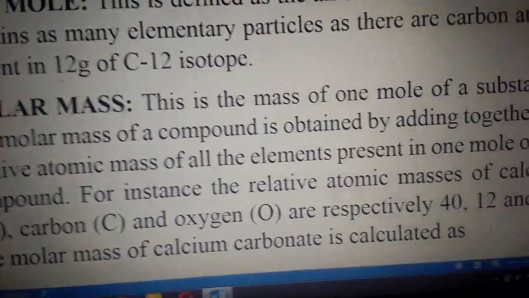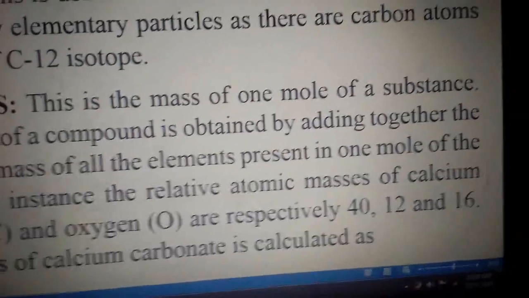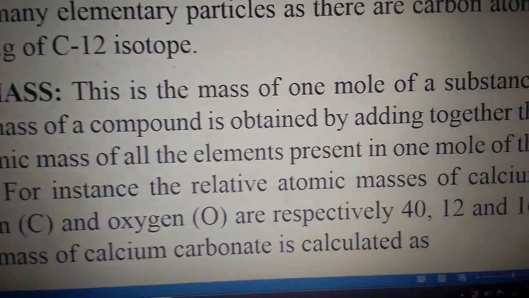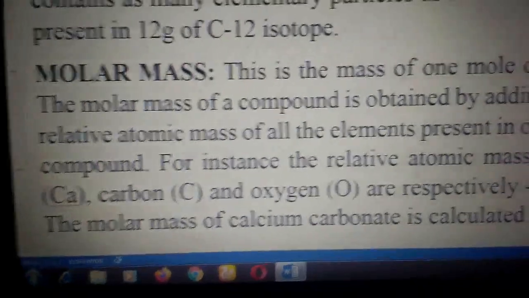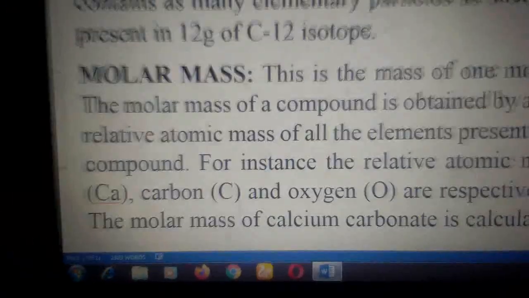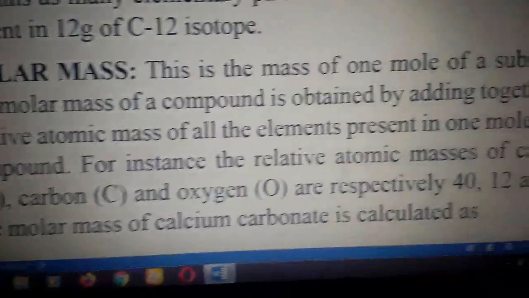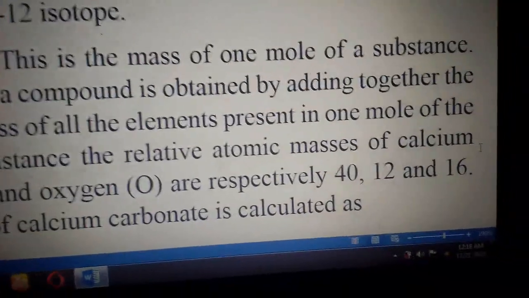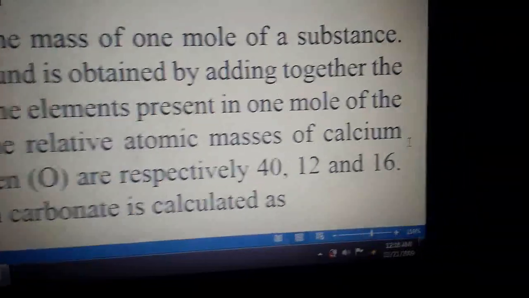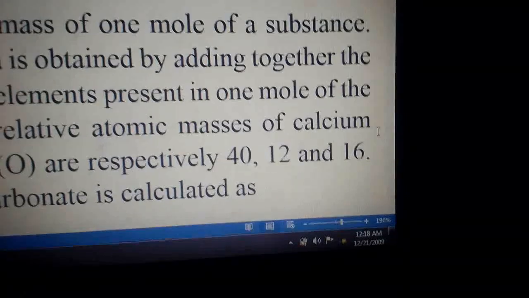The molar mass of a compound is obtained by adding together the relative atomic masses of all the elements present in 1 mole of the compound. For instance, the relative atomic masses of calcium, that is Ca, carbon, and oxygen respectively are 40, 12, and 16. What that means is that 1 mole of calcium weighs 40 grams, 1 mole of carbon weighs 12 grams, and 1 mole of oxygen weighs 16 grams.